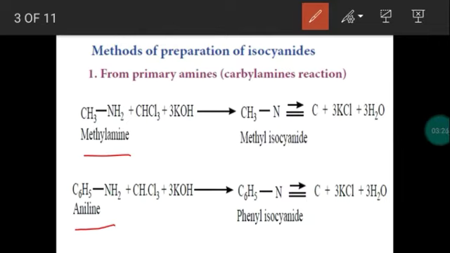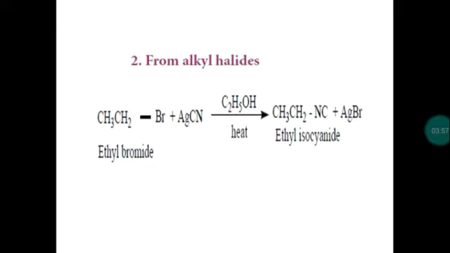In the carbylamine reaction, we add the amine with chloroform and potassium hydroxide. So there will be formation of isocyanide. Methylamine produces methyl isocyanide or methyl carbylamine along with the liberation of potassium chloride and water. Aniline is treated with chloroform and potassium hydroxide. We get phenyl isocyanide or phenyl carbylamine with the liberation of potassium chloride and water. So this is the first preparation method.